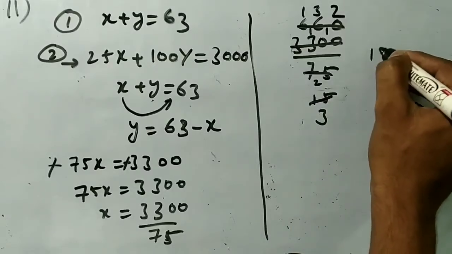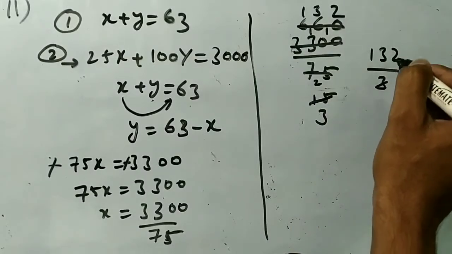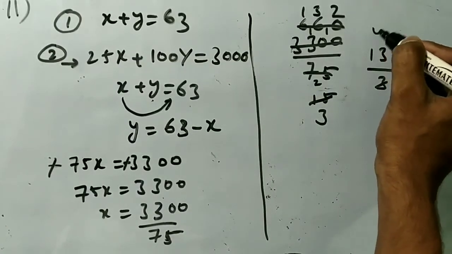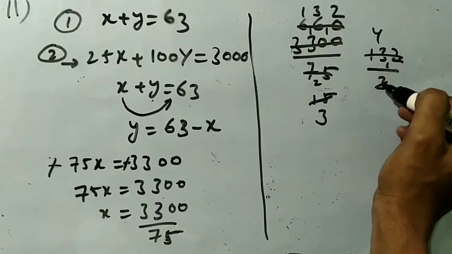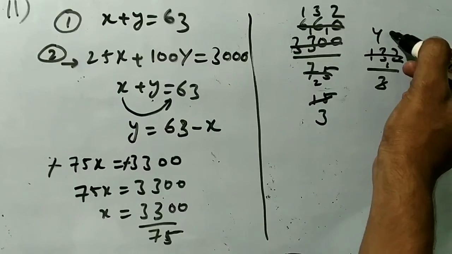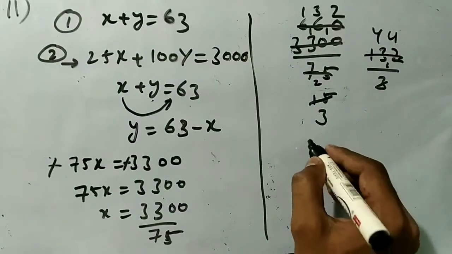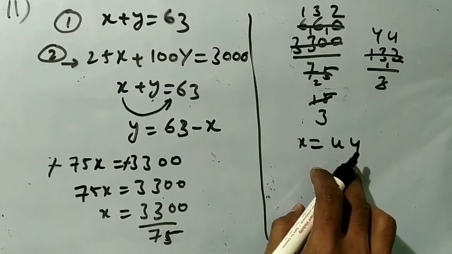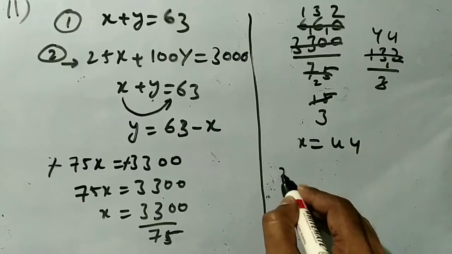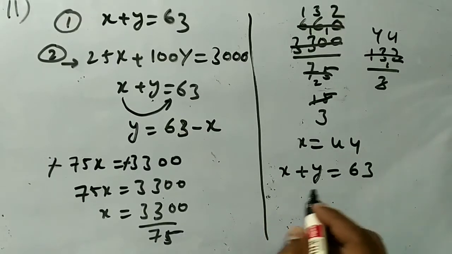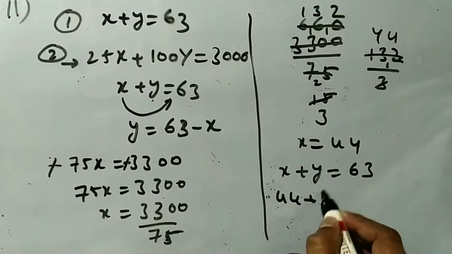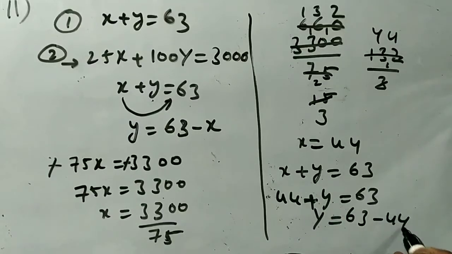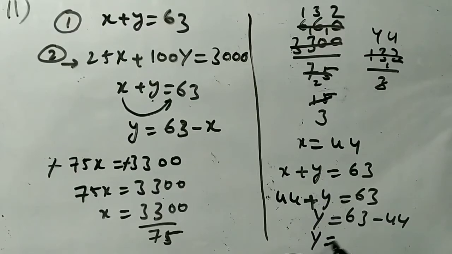132 divided by 3. So 3 4s are 12. Here 1, that is 3 4s are 12. Again 4s. So we got x is equal to 44. We want y also, so we have to substitute the value here. x is equal to 44 plus y is equal to 63. So y is equal to 63 minus 44. So we get y is equal to 19 here.